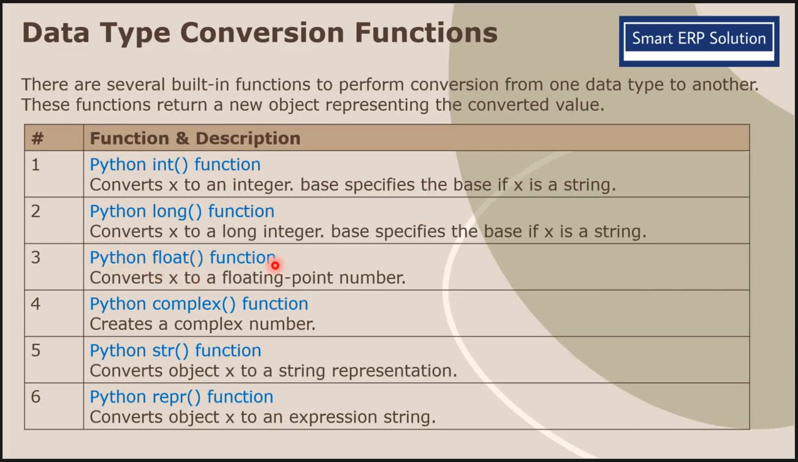Next, Python float function. It converts x to a floating point number. Python complex function. It creates a complex number. Python str function. It converts object x to a string representation. Python repr function. It converts x to an expression string.